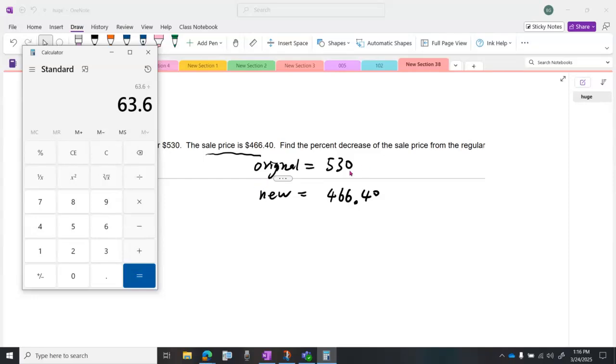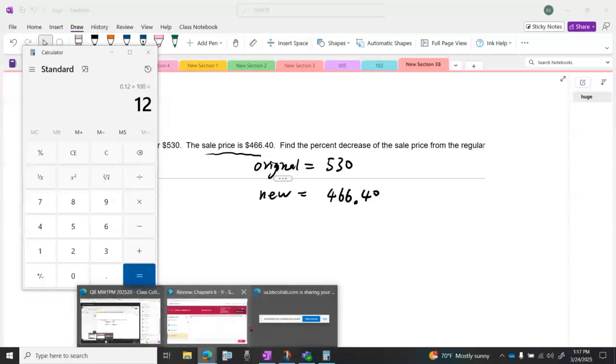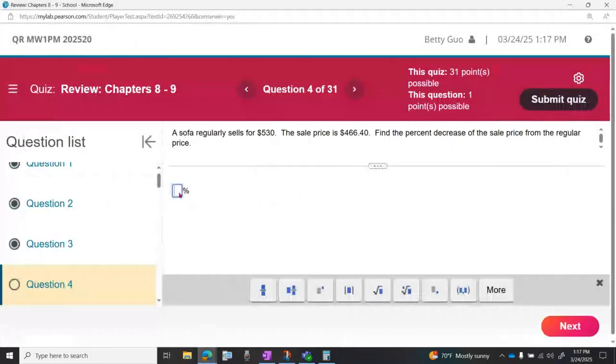But once you write it down, when you look at the scratch paper, okay, I'm going to divide by original. On my scratch paper, I have original equals 530. That's the number I need to divide by. 530. 0.12 is the decimal of the quotient. And we're going to multiply that by 100 and attach the percent sign. So we have 12%. The price has gone down by 12%.